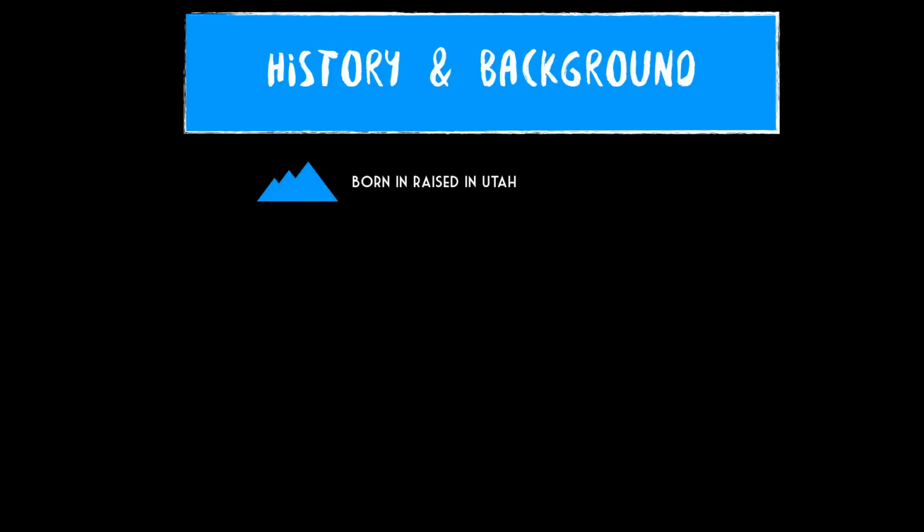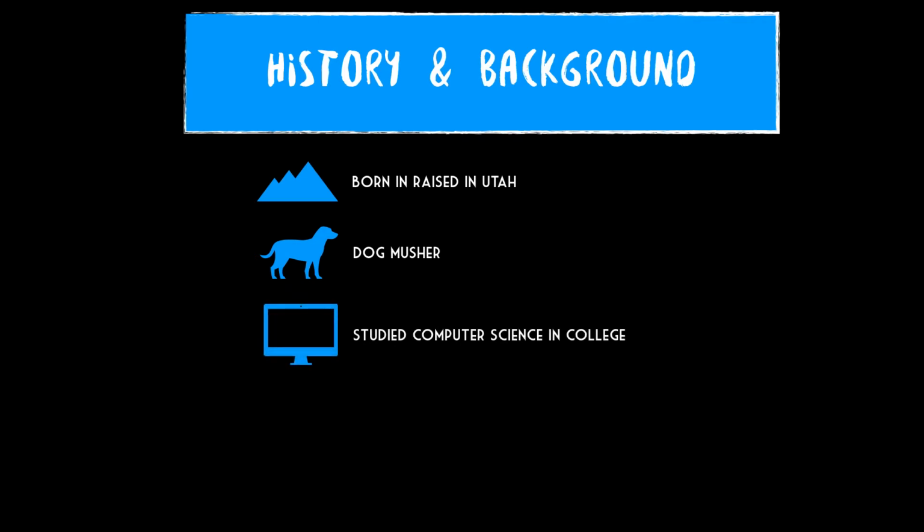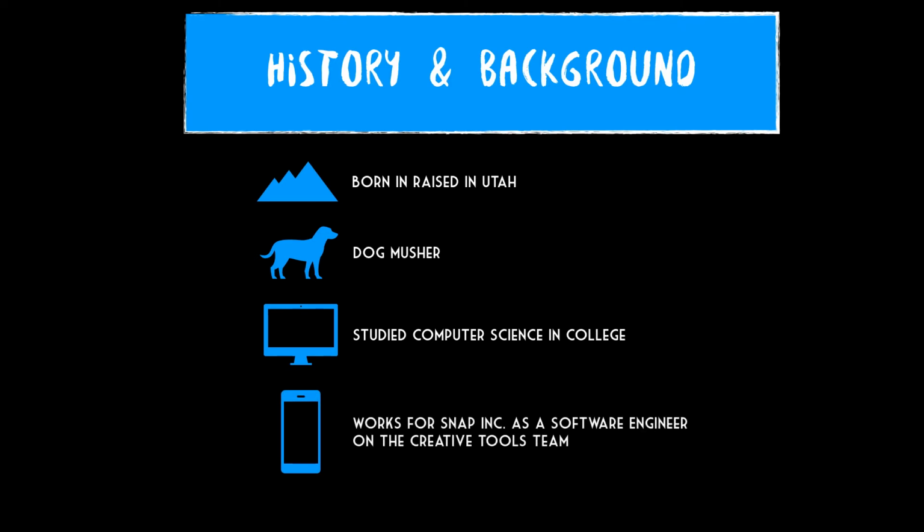He is from Utah, born and raised. He's a dog musher. He hopes to run the Iditarod one day. In college, he studied computer science, and now he works full-time as a software engineer at Snap Inc. A typical day for Dustin is pretty normal. He works full-time, he coaches youth baseball in the evenings, and he walks his dog.